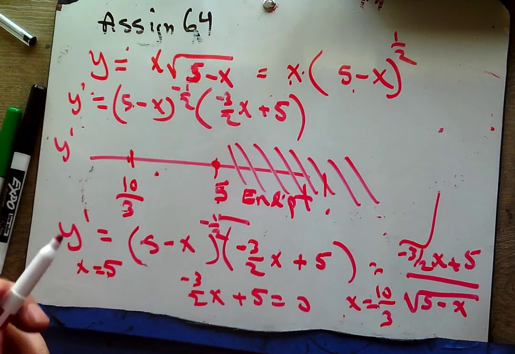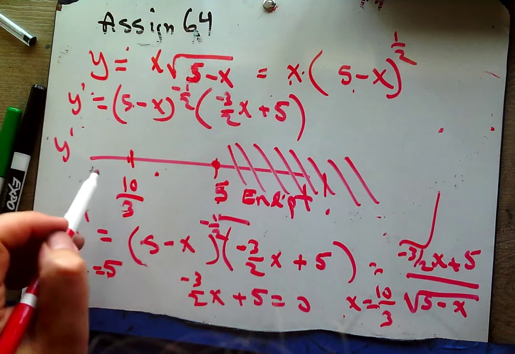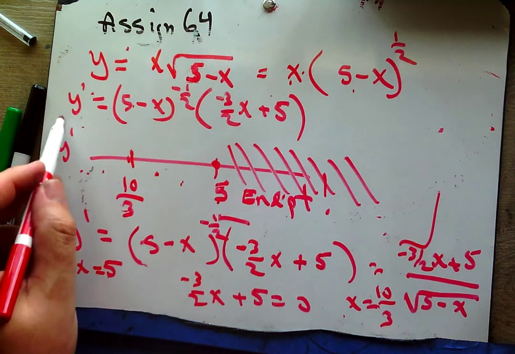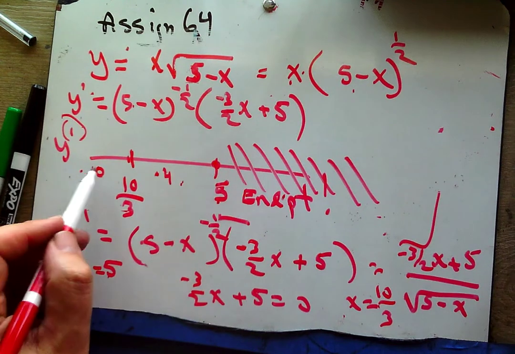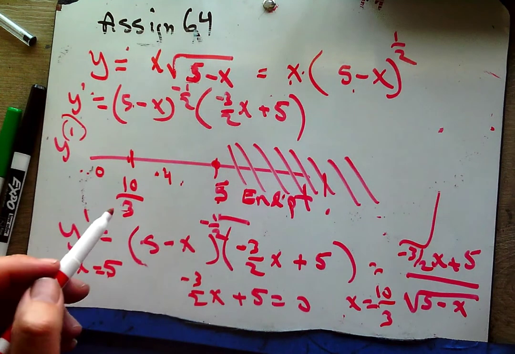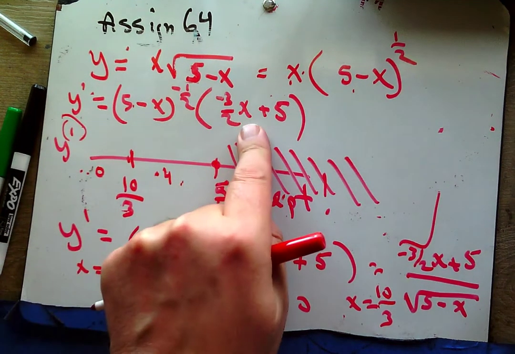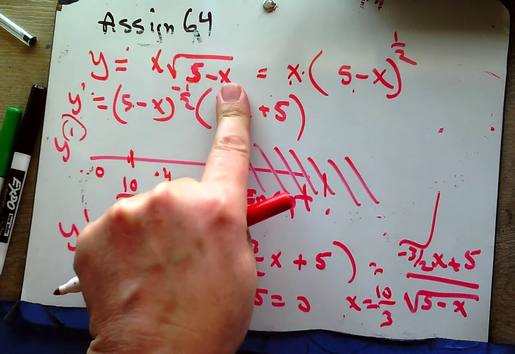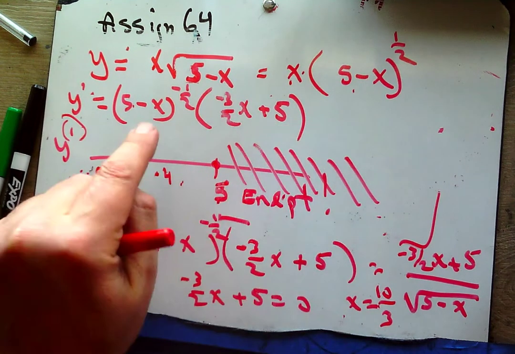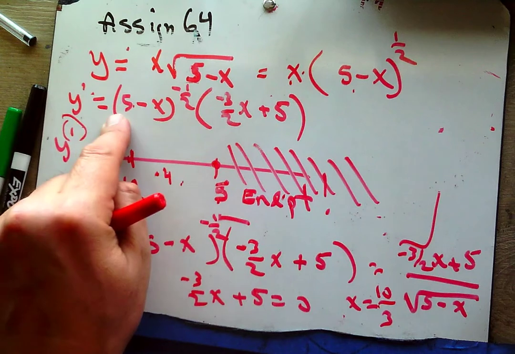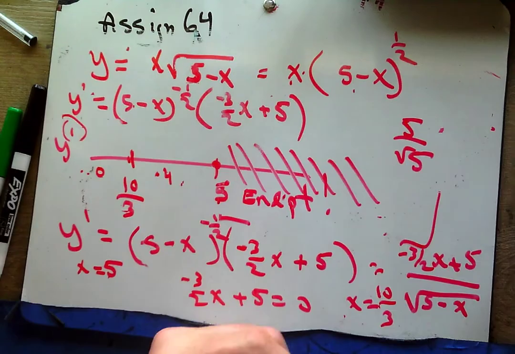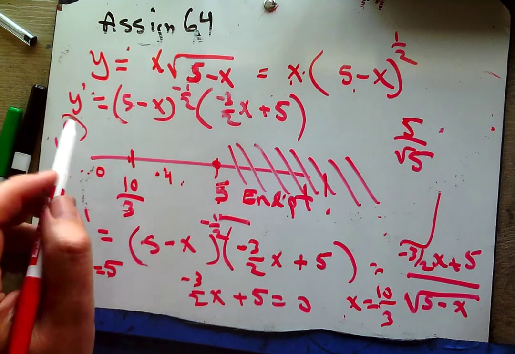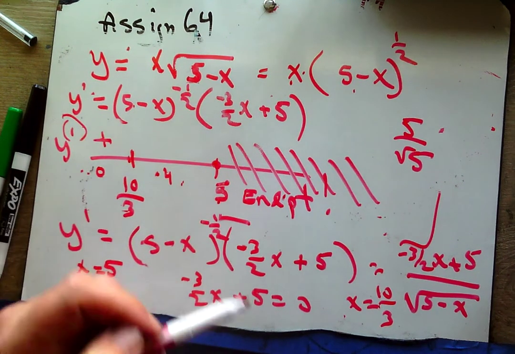All right. So what else can we say? Well, let's test some values in y prime. How about 0? And how about 4? We're going to test 0 and 4 in y prime. Here's y prime. If I plug a 0 there, I've got a 5 on top. If I plug a 0 there, I have the square root of 5 on the bottom. 5 over root 5. Is that a positive number or a negative number? Well, that's a positive number. So when I plugged in 0, I got positive.